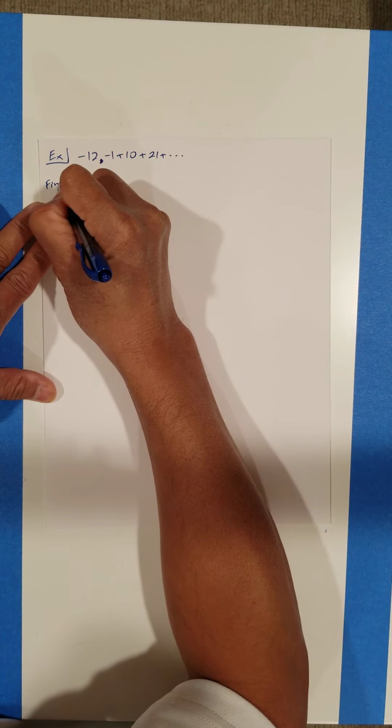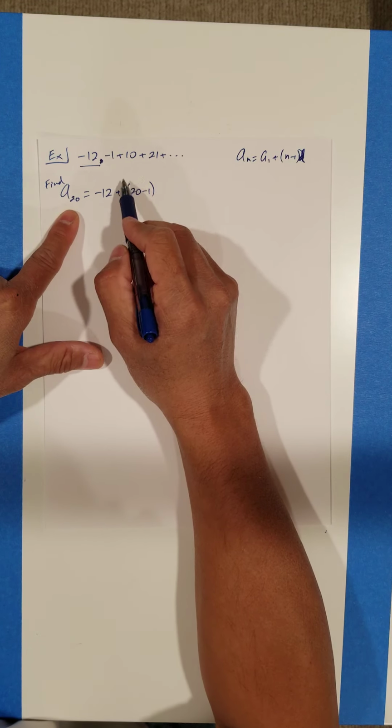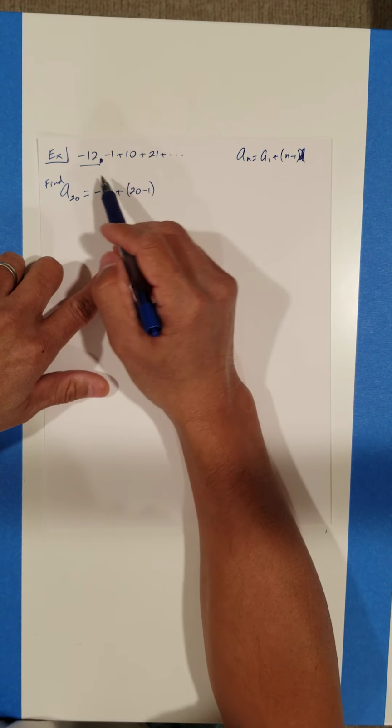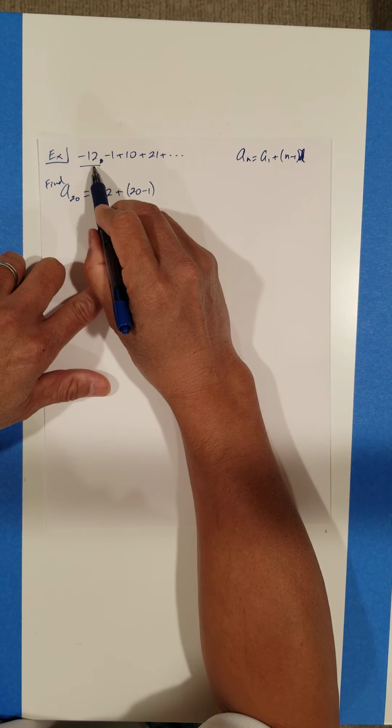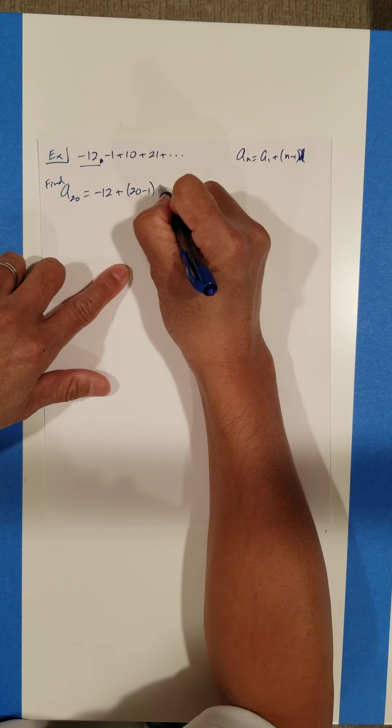So my first term here is this guy right there. That's A_1. So negative 12 plus, okay, (n minus 1). n in this case is 20, minus 1, and d. You have to find out what d is. What is it that we're adding each time? Not subtracting, okay? Think about this. What is it going from one term to the next? How much are we adding each time? Okay, so d in this case, if you count it, right, it's going up by 11.